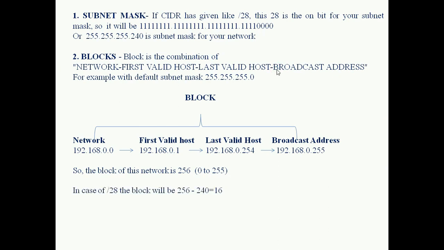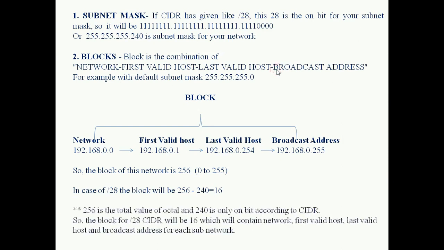In case of /28, as we have been given, the block will be 256 minus 240. 240 is the subnet mask value, so the block equals 16. In this example, 256 is the total value of the octet, and 240 is the only on bits according to CIDR. So the block of /28 CIDR will be 16, which will contain network, first valid host, last valid host, and broadcast address for each subnetwork.